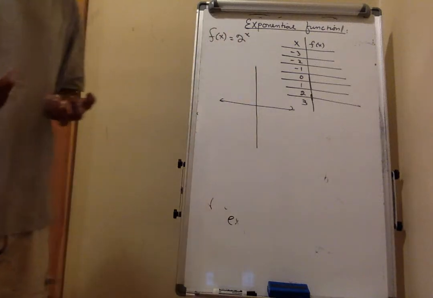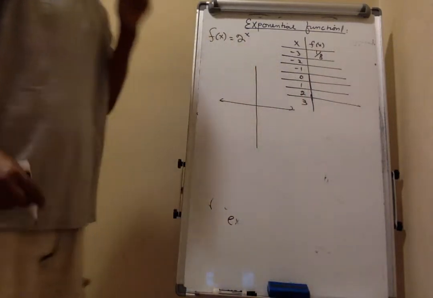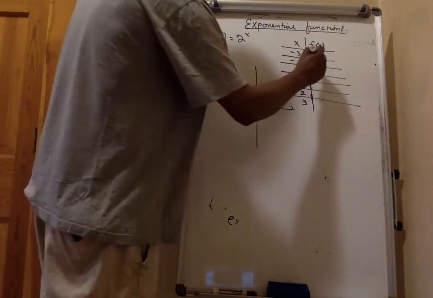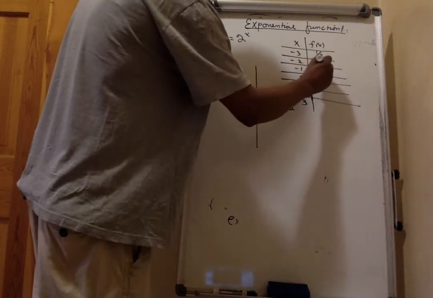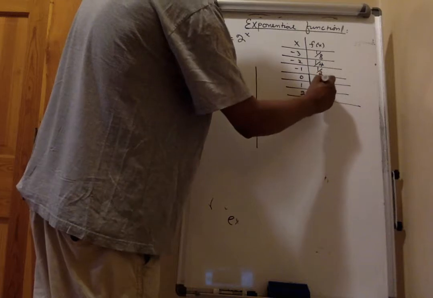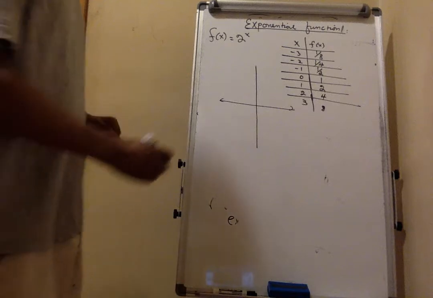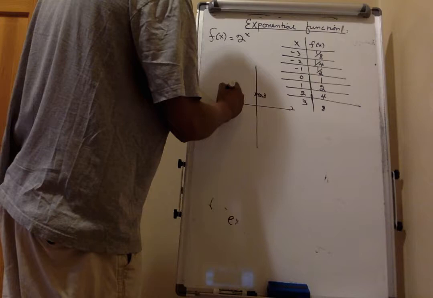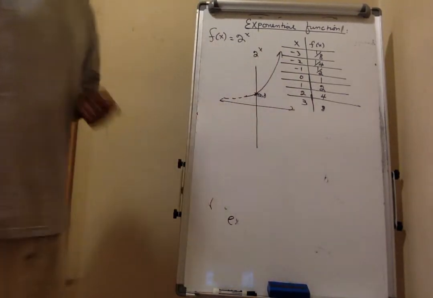2 to the -3 would be 1/8, right? And 2 to the -2 is 1/4. 2 to the -1 is half. 2 to the power of 0 is 1, 2 to the 1 is 2, 4, and 8. And if you transpose this into our Cartesian coordinate system, you would end up, this is 0 and 1, and then you have a graph of 2 to the x.